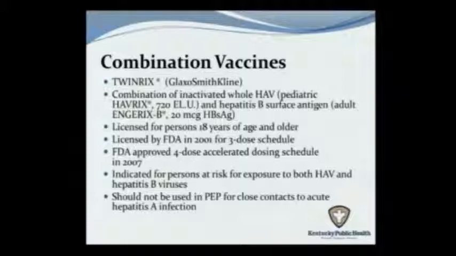And for combination vaccines, of course, that's Twinrix, a combination of inactivated HAV and hepatitis B surface antigen in that vaccine. It's licensed for people 18 years of age and older. It was licensed by FDA in 2001 for a 3-dose schedule, and in 2007, FDA approved a 4-dose accelerated dosing schedule. This one is indicated for people at risk for both HAV and hepatitis B viruses, and it should not be used for post-exposure prophylaxis for acute HAV infection. So if you're doing post-exposure prophylaxis, use IG and the single antigen vaccines.